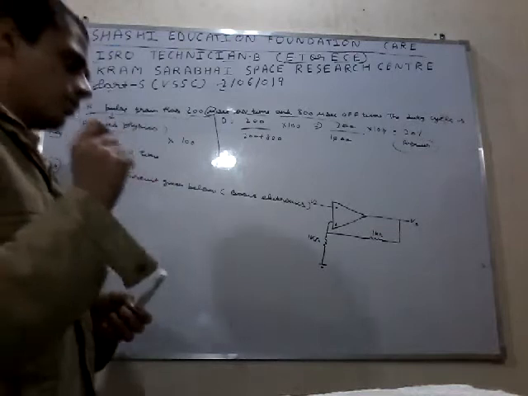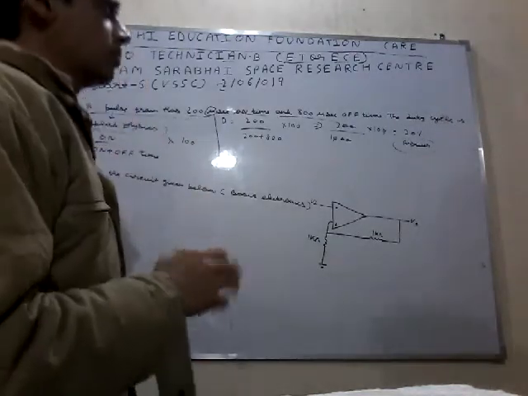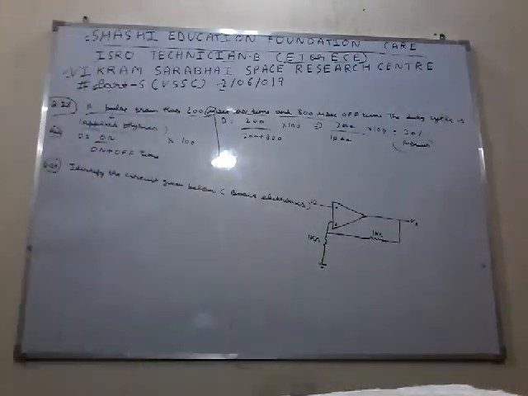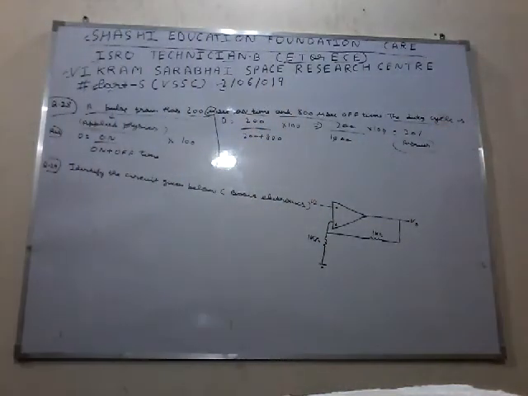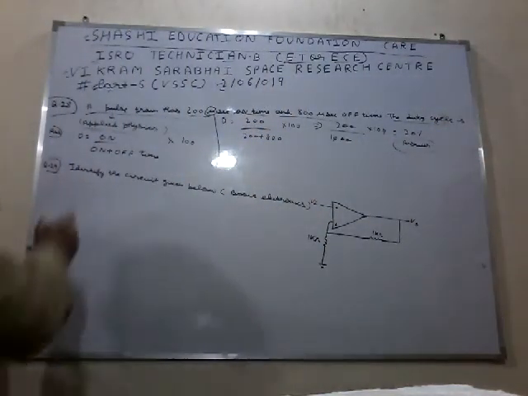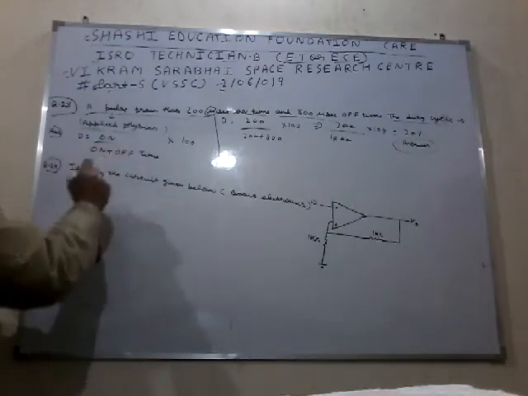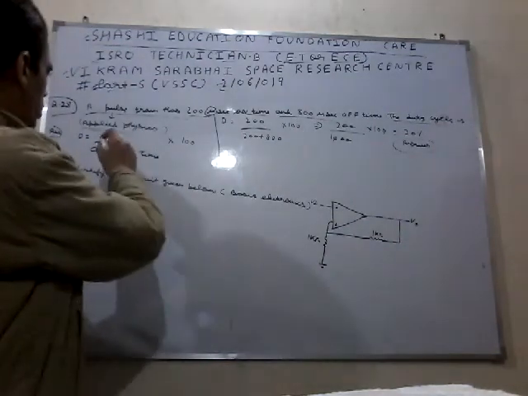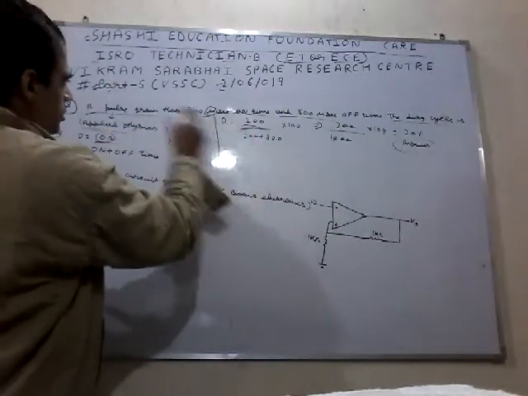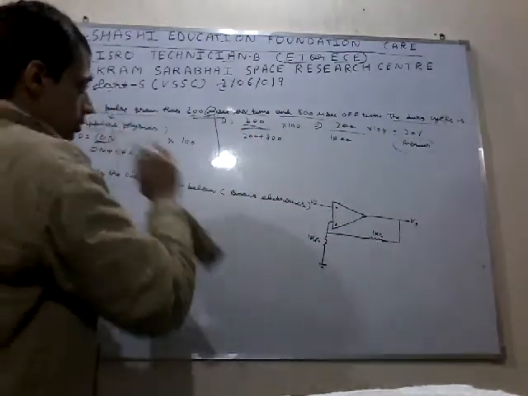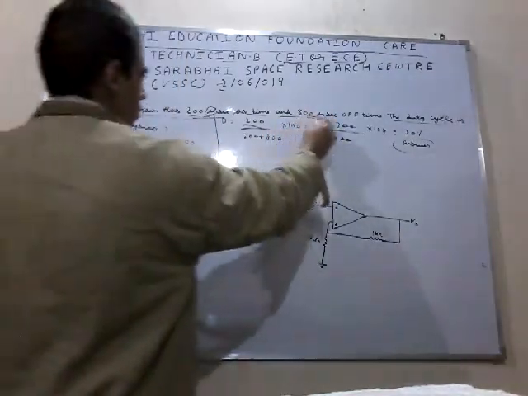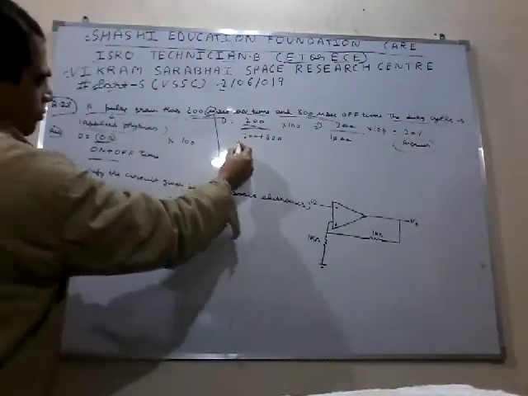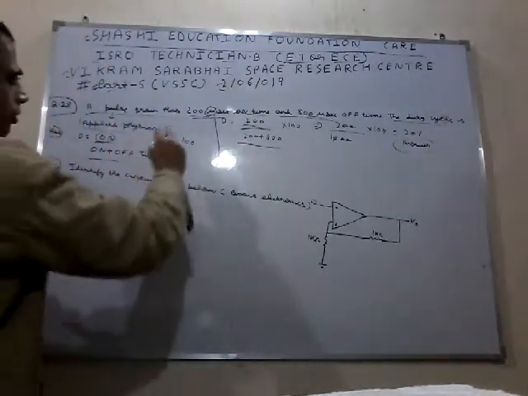The duty cycle is asked. The formula of duty cycle is on time upon on time plus off time, into 100. What is the on time? The on time is 200 microseconds. What is the off time? 800 microseconds. So on plus off is 200 plus 800, into 100.